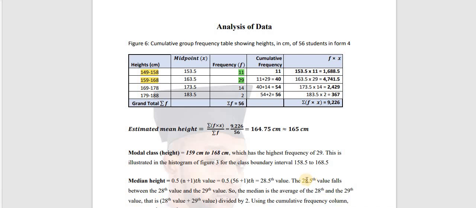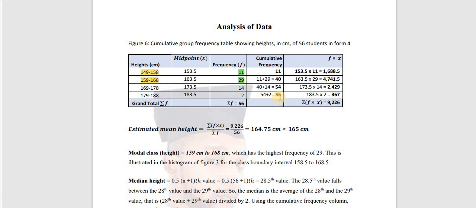So if we know the 29th position and the 28th position, if we add those two values and divide by 2, we'll get the 28.5 position. The 28th position will be in this category, and the 29th position would also be in the same category. So obviously, the 28.5 position will be in the same category. So the median is really in this category, 159 to 168.